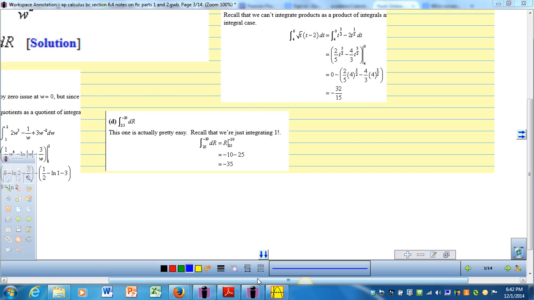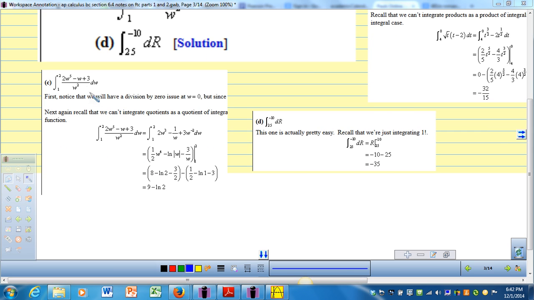Letter C also requires a rewrite. And when you see an integral that looks like this, what we can do is actually break it up into 3 fractions and divide each of the top terms by the w squared. So the rewrite would look like this. Definite integral from 1 to 2 of 2w cubed minus 1 over w plus 3w to the negative 2 dw. And we'll integrate each of these.